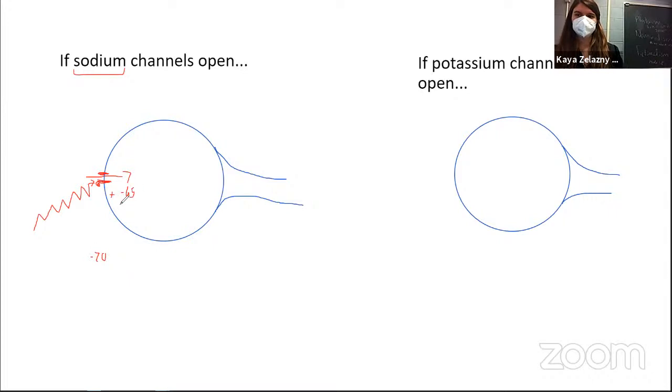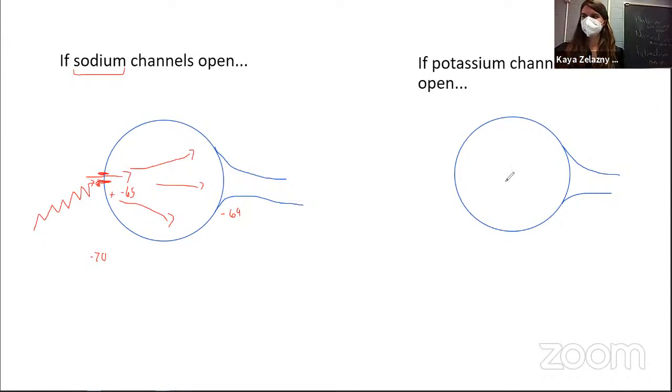As the sodium ions spread out, maybe farther away, say at our axon hillock, we're decaying. So maybe here we're only at -69, right? So we still have an effect depending on how far away we are, but it's not as big as at that point of contact.